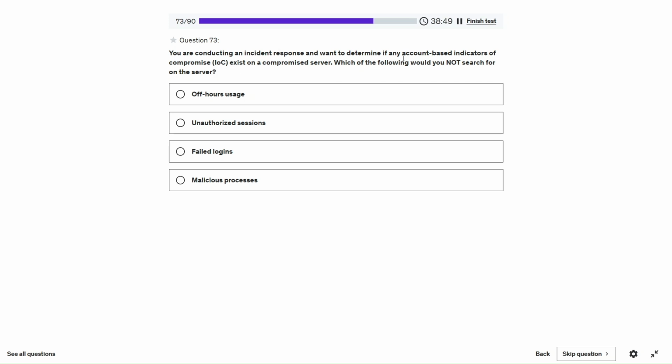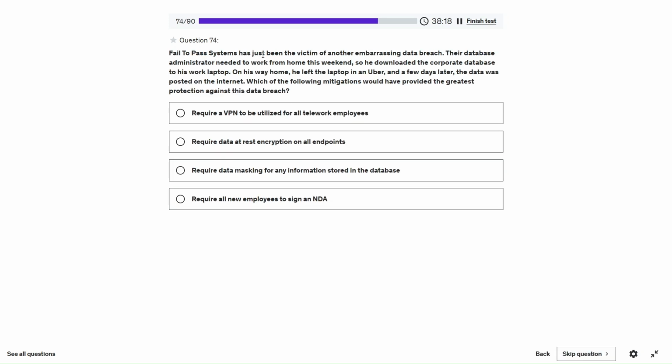Okay, you need to check account based IOC, indicators of compromise. So the system has been compromised, and now you only need to check account based indicators. Off hours usage will be helpful, unauthorized sessions will be helpful, failed logins will be helpful, but malicious processes will not be helpful here, because that is not an account based indicator, whereas failed logins and the others will be helpful.